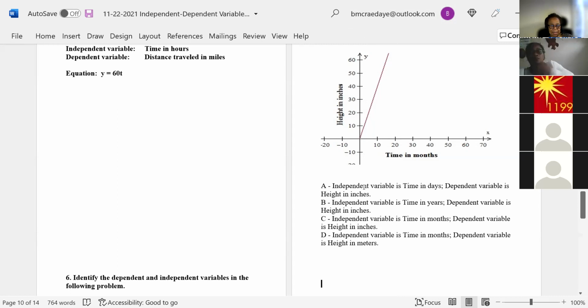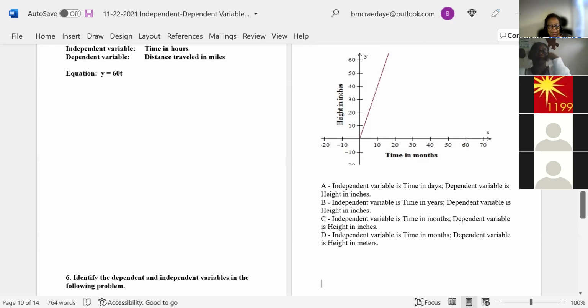A says independent variable as time in days, dependent variable as height in inches. Well, we know it's not A because the time is given in months, right? B says independent variable is time in years, dependent variable height in inches. Can't be B because the time is given as months. So it's C. C says independent variable is time in months, dependent variable is height in inches.